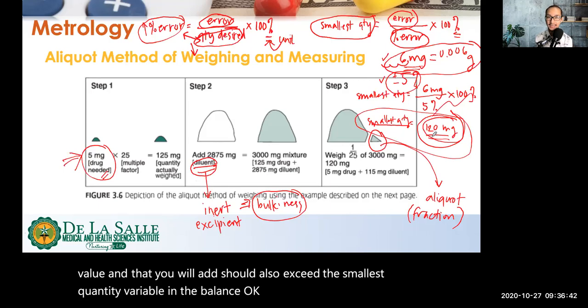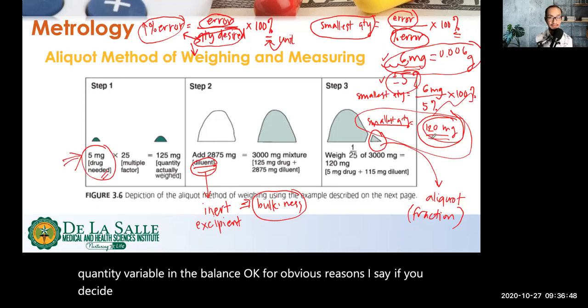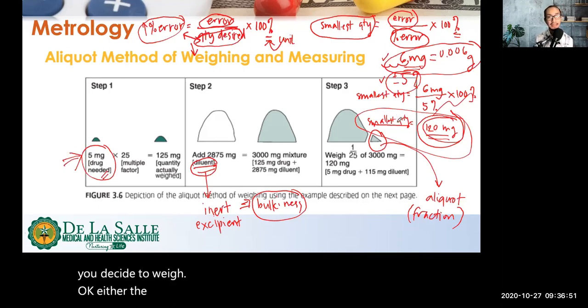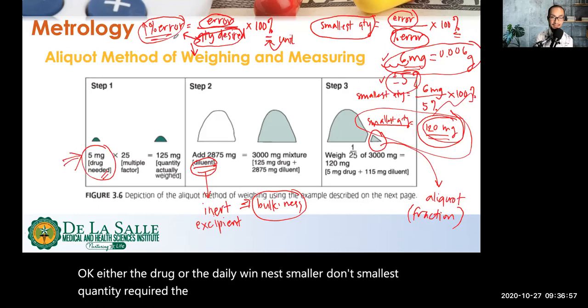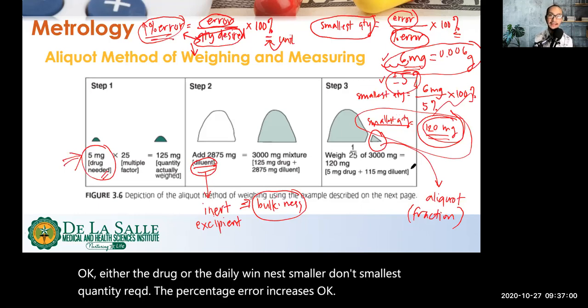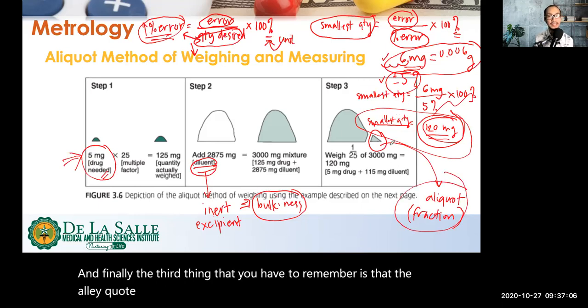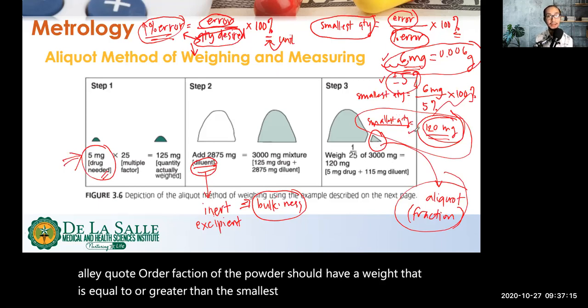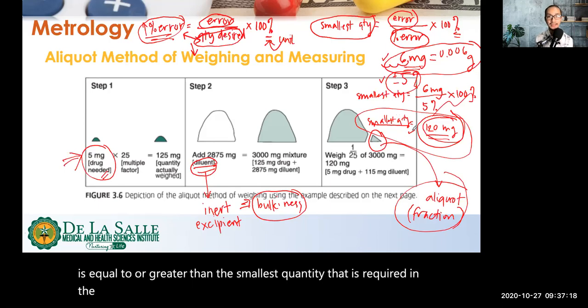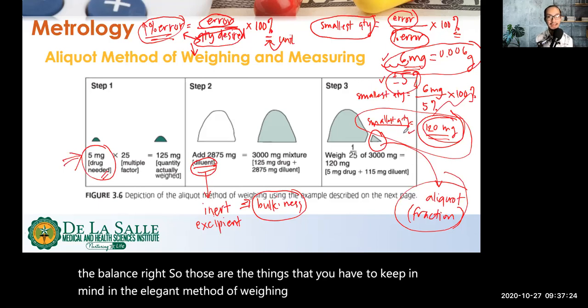For obvious reasons. Because if you decide to weigh either the drug or the diluent at an amount smaller than the smallest quantity required, the percentage error increases. And finally, the third thing that you have to remember is that the aliquot, or the fraction of the powder, should have a weight that is equal to or greater than the smallest quantity that is required in the balance. Those are the things that you have to keep in mind in the aliquot method of weighing and measuring. So let us now continue.